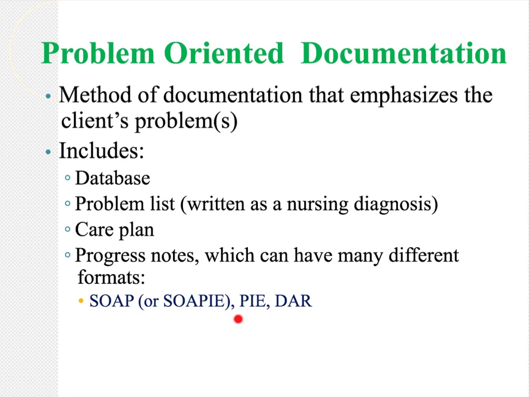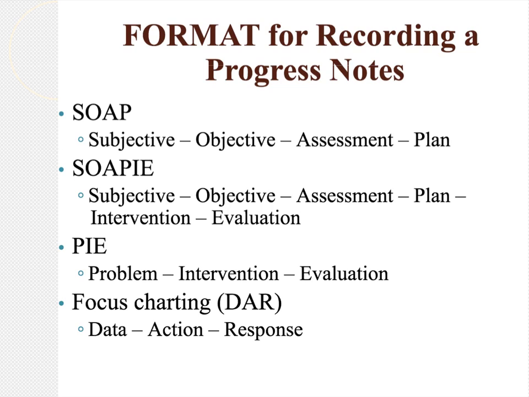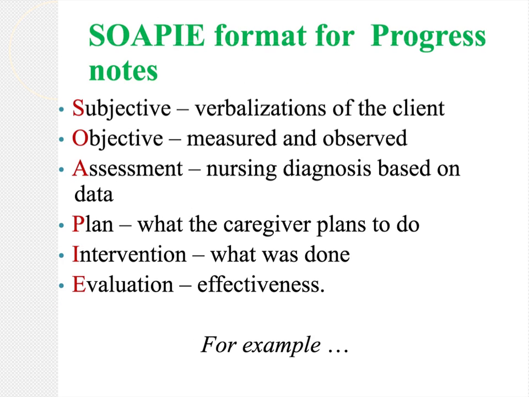So sometimes it's SOAPy or PI or DAR, and we'll look at each of those. And so again, you're only then documenting in the progress notes for specific problems. All of the other data is listed on flow sheets. The most common formats for documenting the information in the progress notes are SOAP or SOAPy, PI, or DAR. And we're going to have a closer look at each one of these.